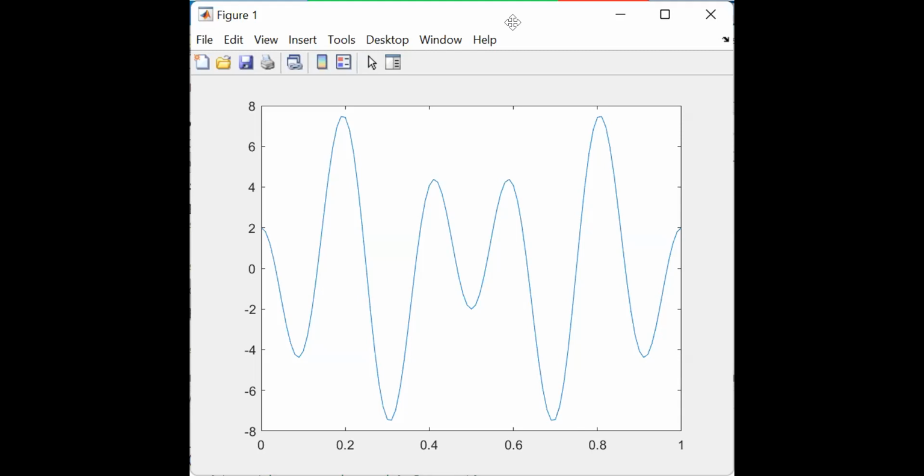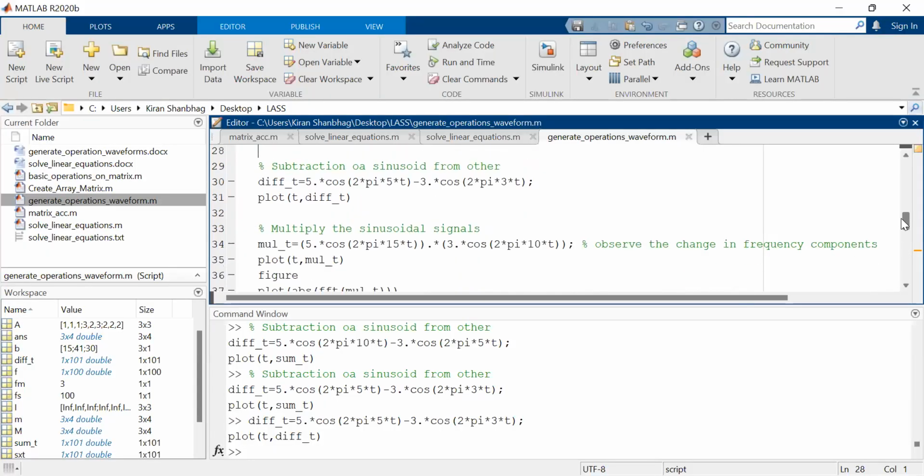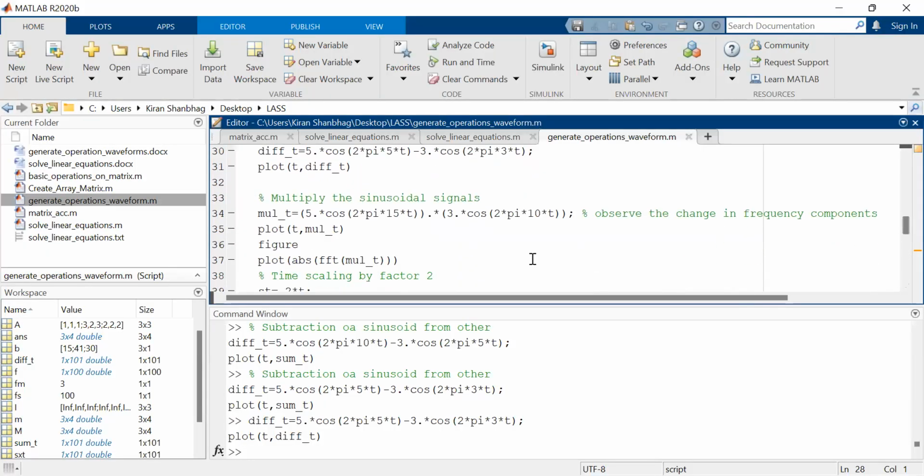Okay. What else can we do? Multiplication, signals can be multiplied also. Remember the famous formula cos A cos B. Cos A cos B is half cos(A plus B) plus cos(A minus B). So now see there are two frequencies here. One is of frequency 15 and the other is of frequency 10.